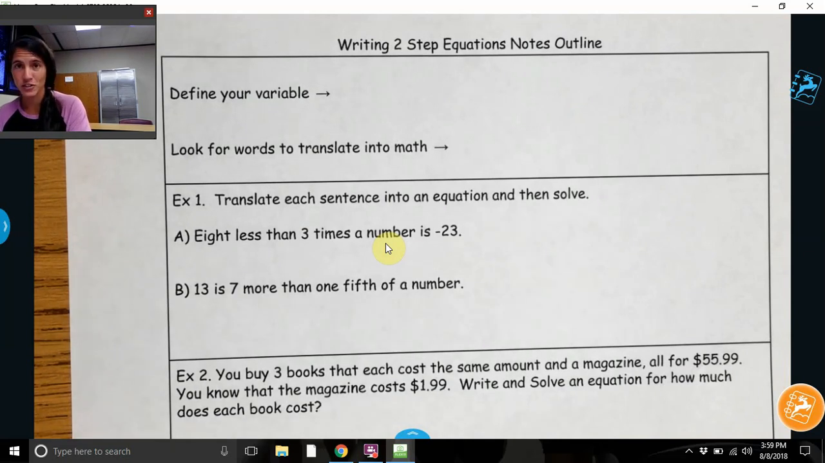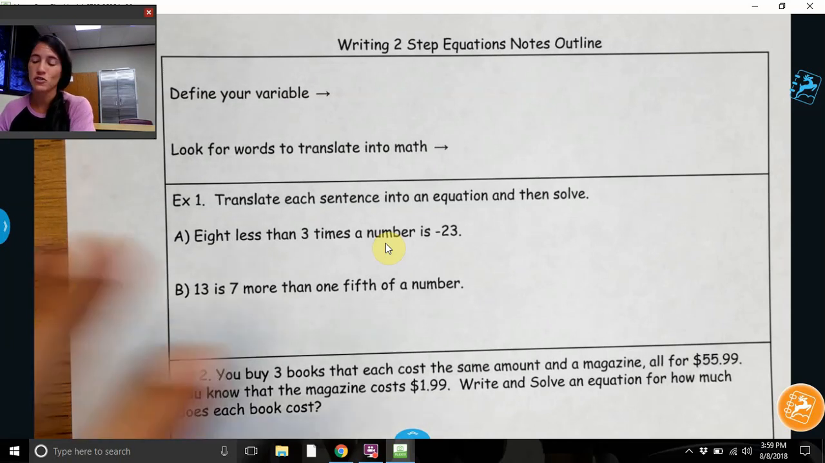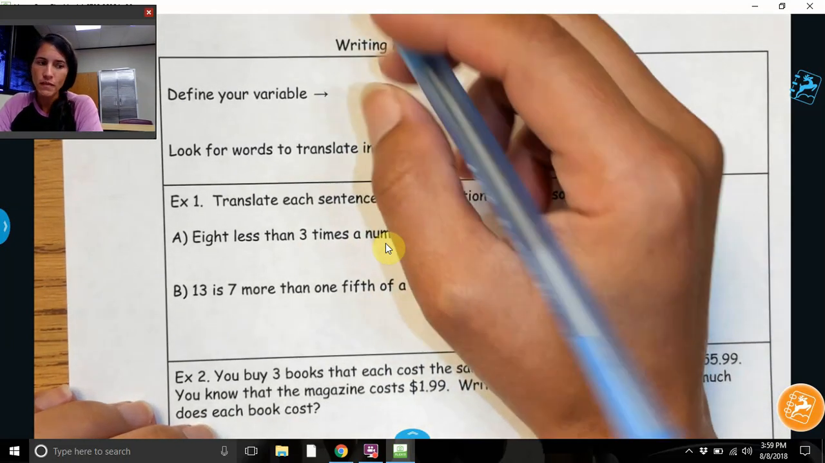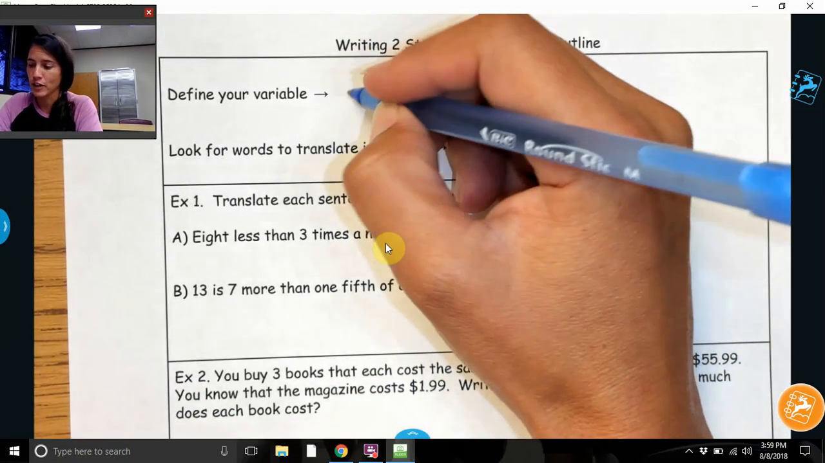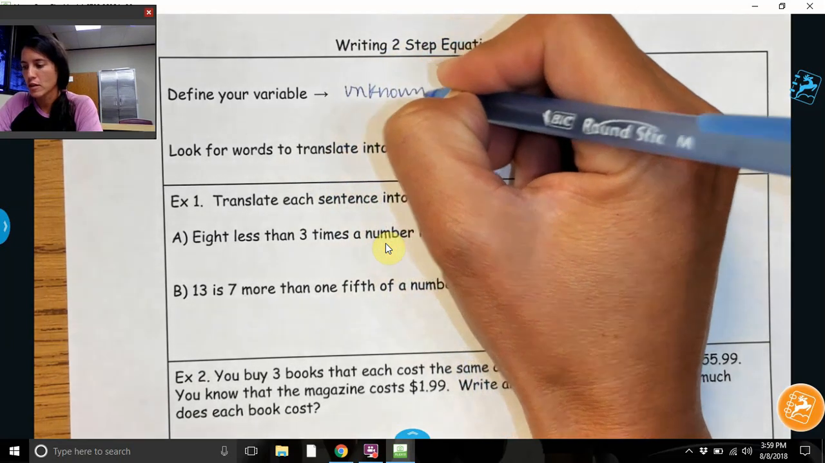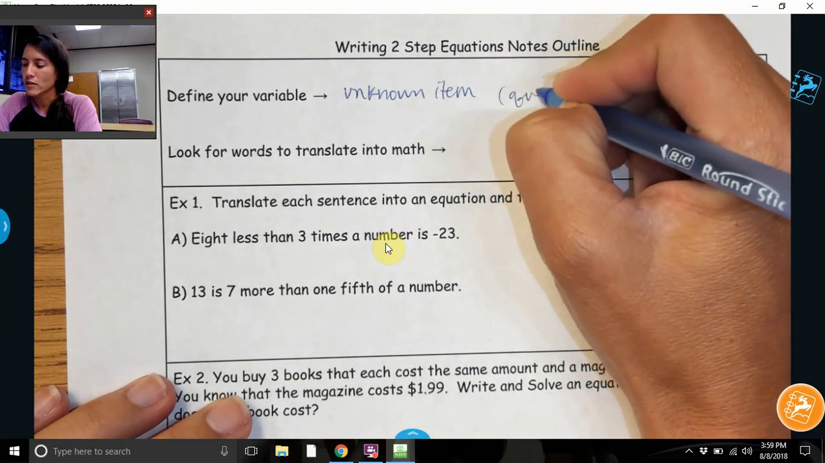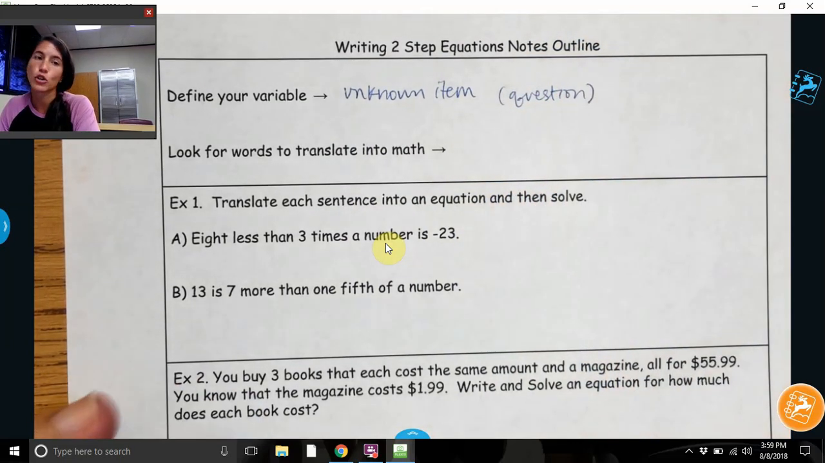You've practiced solving two-step equations, so now we're going to practice writing two-step equations. The first thing you want to do when you write a two-step equation is define your variable. Defining a variable means a letter represents the unknown item or quantity. Usually, it's whatever the question is asking. I wouldn't say every time, but if the question says, how much does something cost, then your variable is going to represent the cost. So look to the question to find out what the variable is going to represent.